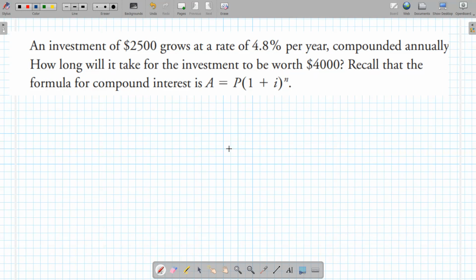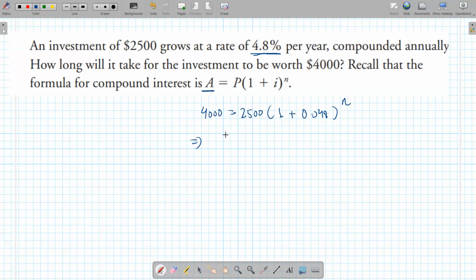This is compound interest. This is used every day in banking systems and whatnot. A is the final amount. So in this case, A is 4,000. P is the principal amount, the amount that you deposit initially. So that's going to be 2,500. 1 is 1, plus I is the interest rate in decimals. What's 4.8% as decimal? It's 0.048. That's correct, and to the power of n.